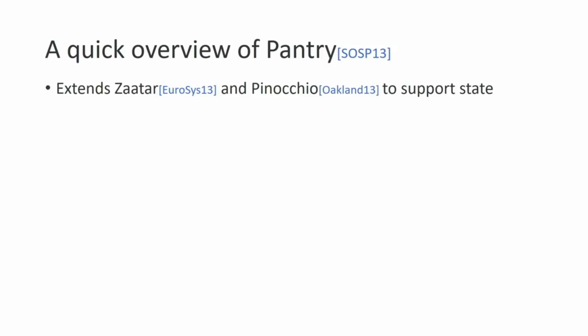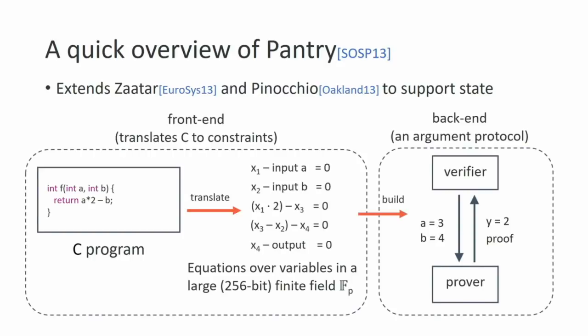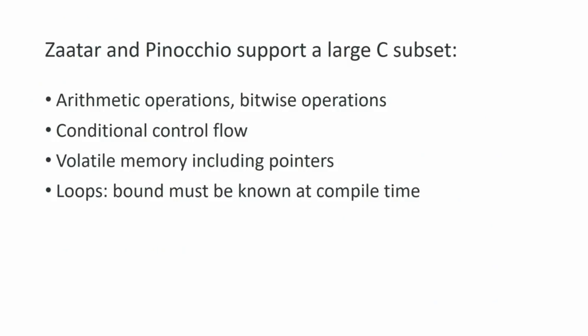Pantry itself extends two prior systems called Zaatar and Pinocchio to support a notion of state. All these three systems are composed of a front end and a back end. This front end translates a C program into a set of algebraic constraints, and then the back end implements an argument protocol to prove the correct execution of this C program. I'm not going to go into the details of how these components work, but I'll just observe that both Zaatar and Pinocchio support a large subset of C. This in turn enables verifying the execution of stateless programs.